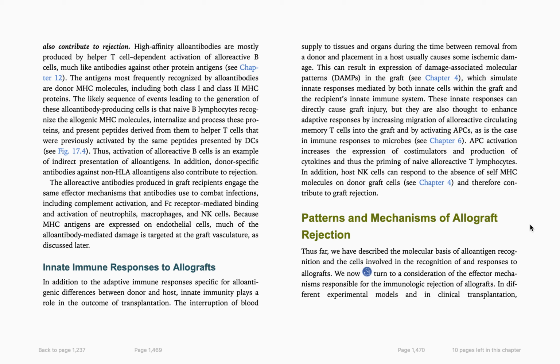Innate immune response to allograft. In addition to the adaptive immune response specific for alloantigen, differences between donor and host innate immunity play a role in the outcome of transplantation. The interruption of the blood supply to the tissue and organ during the time between removal from the donor and placement in the host usually causes some ischemic damage. This can result in expression of damage-associated molecular patterns, or DAMPs, in the graft, which stimulate the innate response mediated by both innate cells within the graft and the recipient innate immune system.